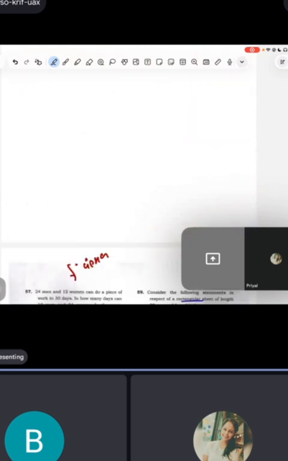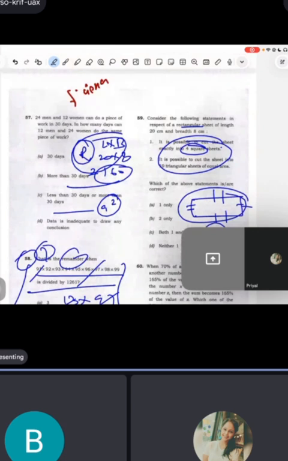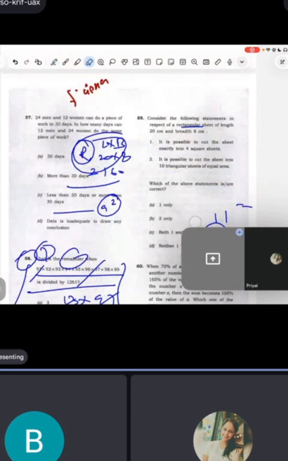See, let's understand the first statement first. If I want, I can tell you with a formula also, which I will use at the last, but first I will do it with common sense. See, the first one is: is it possible to cut the sheet exactly into 4 square sheets? So guys, now listen carefully. Don't use brain now, just listen.